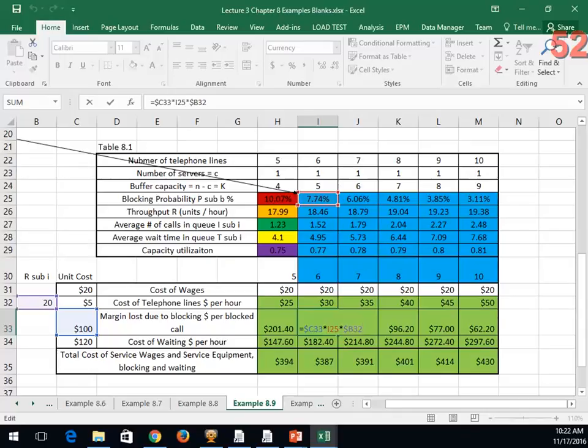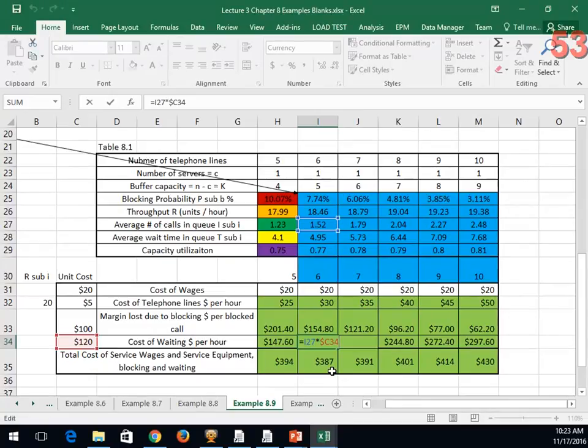But if you think about it, you have this trade-off. There's a cost of somebody being blocked who can't even get into the system, and then there's a cost if they get into the system and have to wait for a long period of time. So we need to calculate the cost of waiting time. We knew from that last one that it was $120 per hour, and we're going to take that times the average number of people that are waiting. So 1.23 times 100, 147.6.